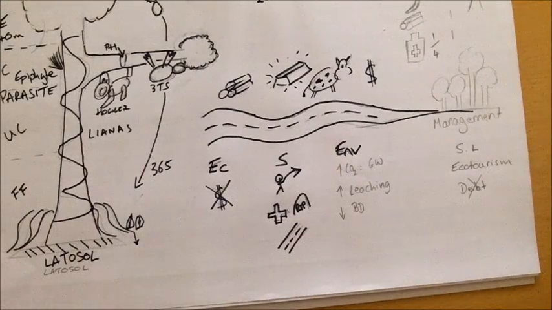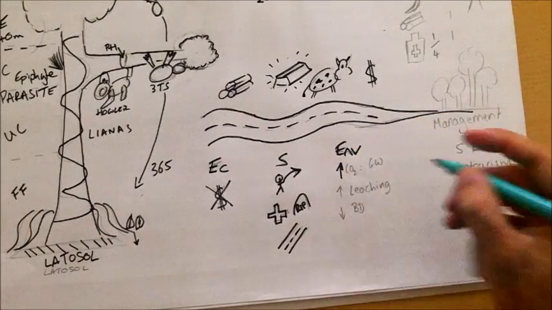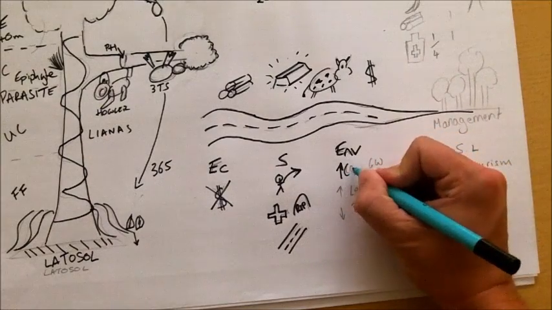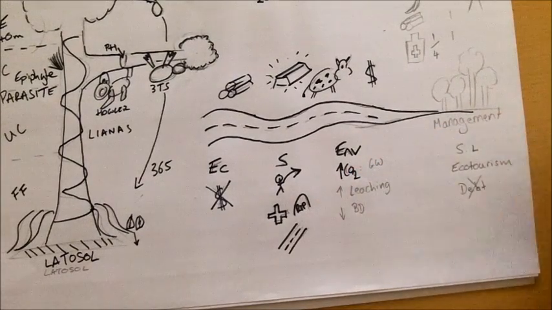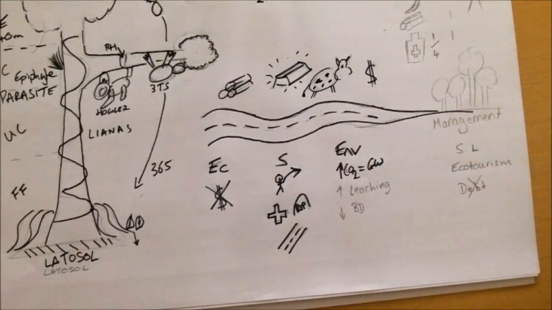Environmentally, however, the impacts, as you would expect, are pretty negative. We're obviously seeing, with a decrease in rainforest cover, less CO2 being taken up by the trees and stored away. That's increasing the carbon dioxide levels in the atmosphere, which we know will be a significant contributor to global warming.